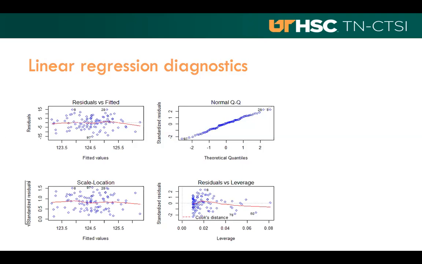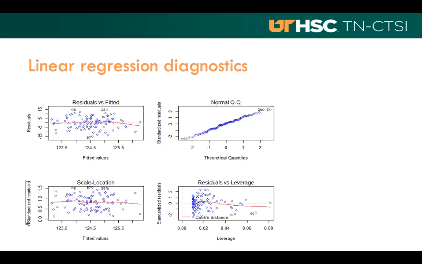So for example, if data points are found somewhere here and here, and this is not a straight line, then we cannot use linear regression for the analysis of the association between our given predictor variable and the outcome variable. The third one is the scale location. This is similar to the first one. It is used to check homoscedasticity, or constancy of the residual variances.